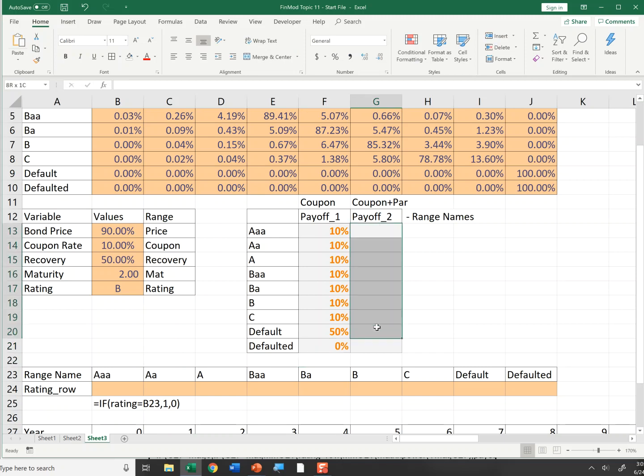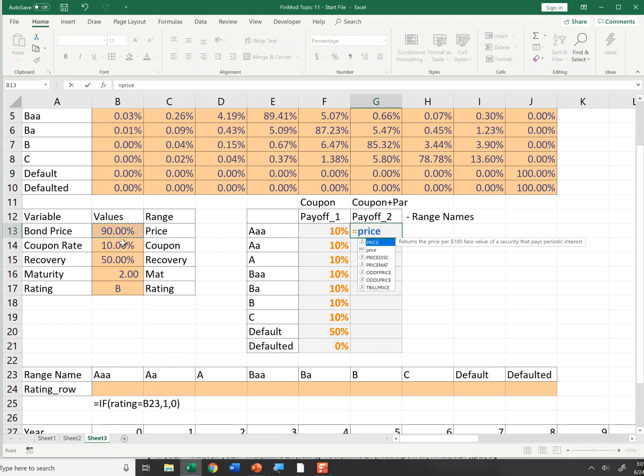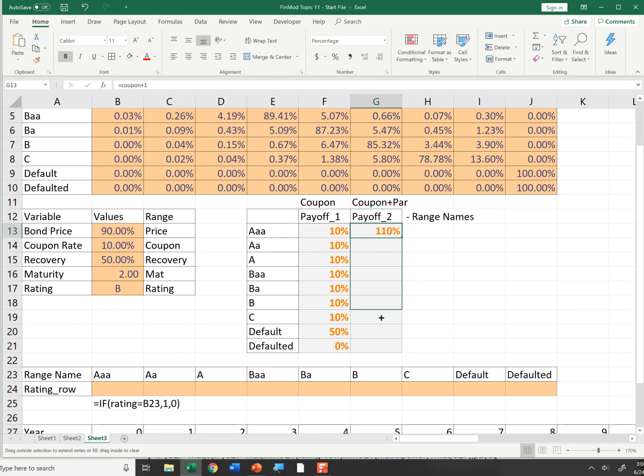Now, payoff 2 is a range right here. This is payoff 2. This is payoff 1. Payoff 2 are the cash flows, assuming the same ratings at that period. However, let's assume payoff 2 is at maturity. So at maturity, you're going to get coupon plus par. And again, this is just as a percentage of par. So at maturity, if the bond is AAA rated at the end of the maturity, you're going to get 110%. In other words, your par plus coupon. I'll copy that down. If it defaults on the maturity date, I'll get recovery. If it already defaulted prior to that, I'll get 0.